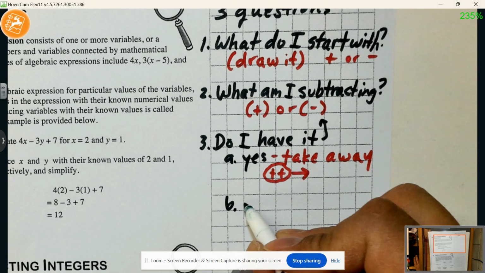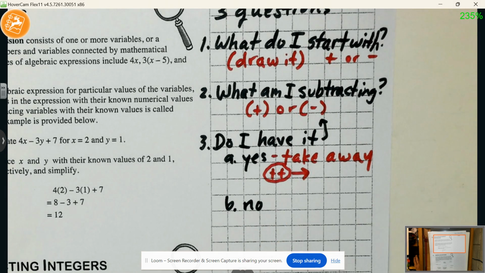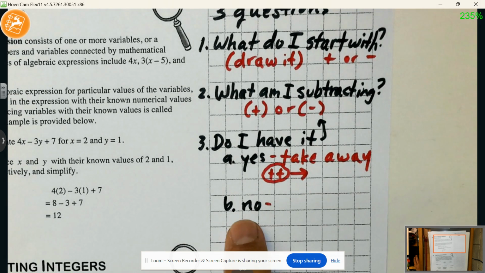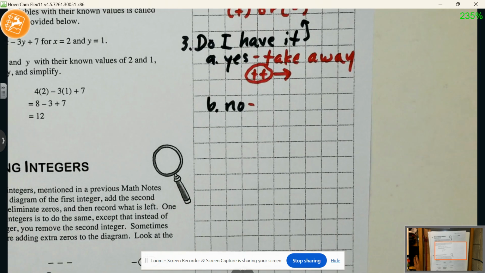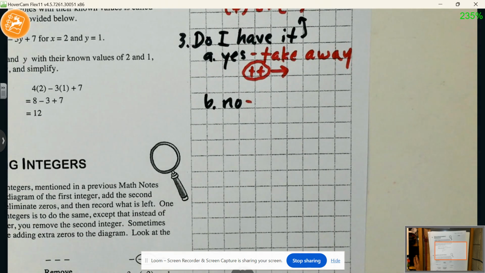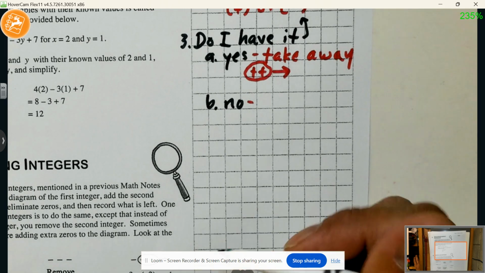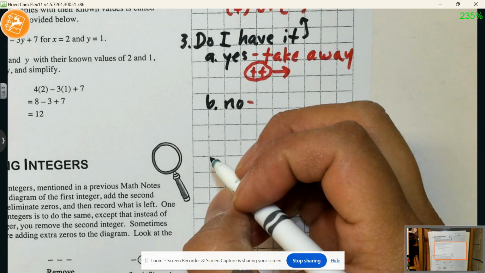Okay, so if your answer is no, then what you're going to need to do is find a way so that you can have those tiles to take away. So I'm going to do some examples and see if anyone can come up with that procedure. We'll come back and fill this in, but I want to see if anybody can give us a suggestion. Okay, so here's our first example.